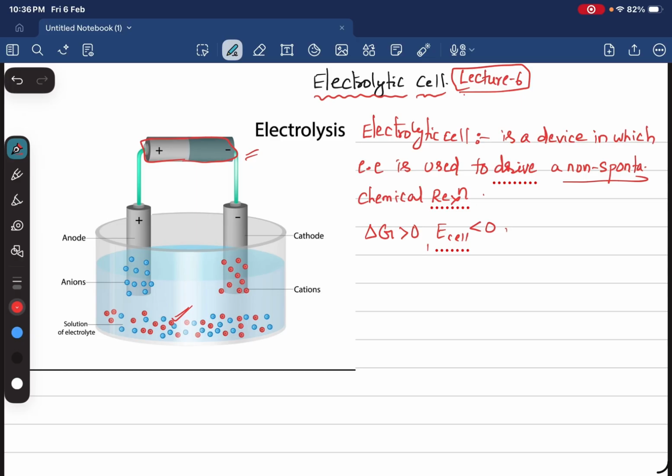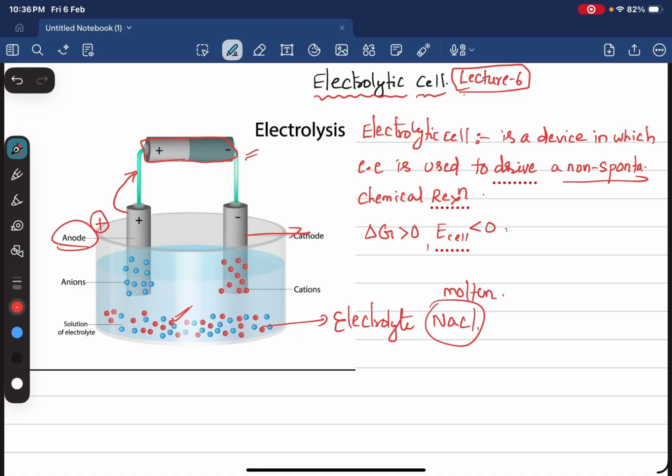Let's see an example of an electrolytic cell. So here the electrolyte is present. Let us take molten NaCl. Molten means pure NaCl in liquid form. The electrode which is connected to the positive terminal of the battery is called the anode, which is indicated with a positive charge. The electrode which is connected to the negative terminal of the battery is called the cathode. And the electrolytic solution has ions Na plus and Cl minus. And the electricity starts passing through the electrodes into the electrolytic solution.